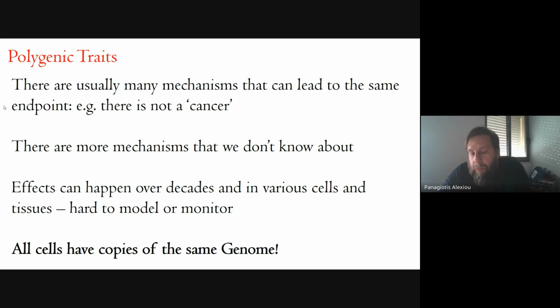There are quite a few problems. One is that a single trait or disease could come from many different pathways. For example, there is not one cancer, or even one specific, let's say, skin cancer. Someone could get skin cancer through multiple different pathways. Same with heart disease, same with other diseases. There are many mechanisms that we don't know about, so we are trying to discover what this mechanism could be.